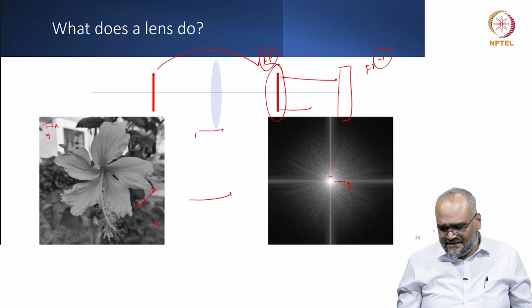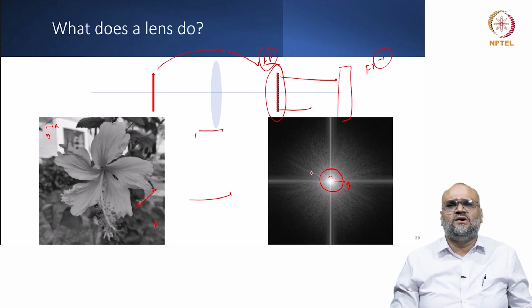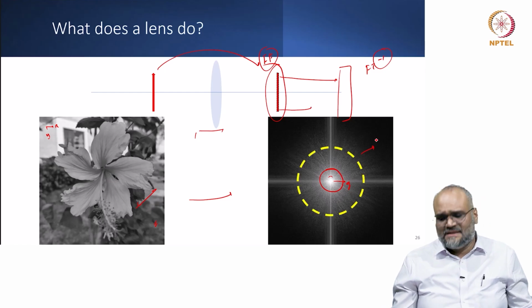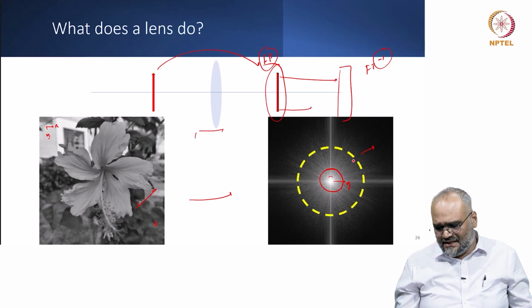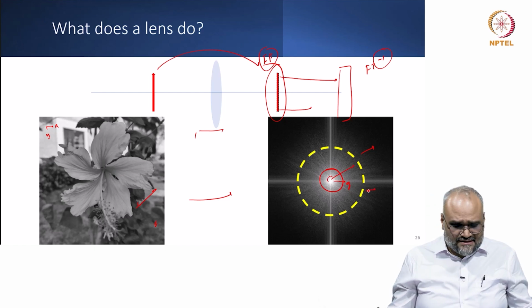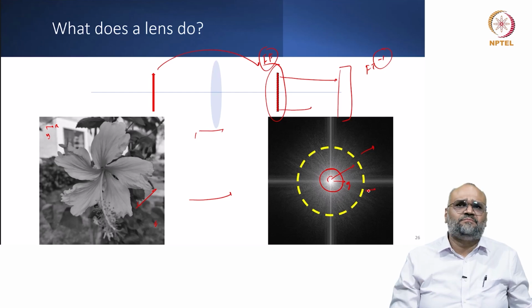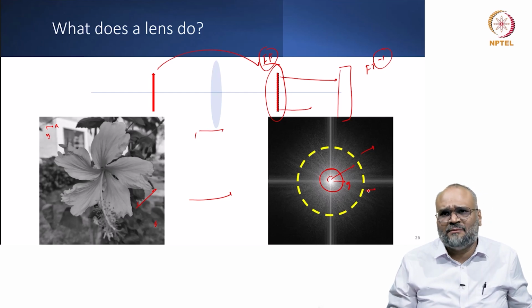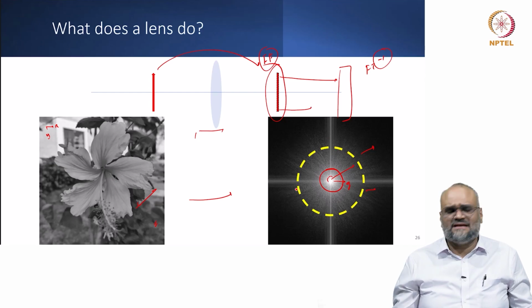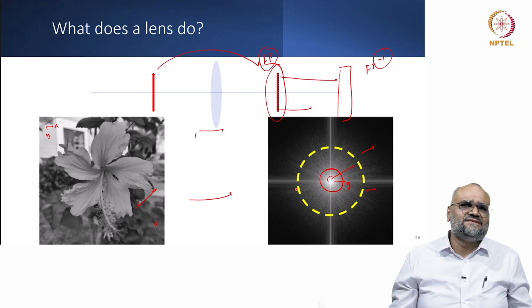If you look at it, these portions close to the central spot are called low frequencies and these are actually called high frequencies. Typically, you can say that all these are low frequency and the features here are high frequency. And for a lens which has a limited numerical aperture, the frequencies that a lens allows you to pass through at the back focal plane is what decides your lens resolution.